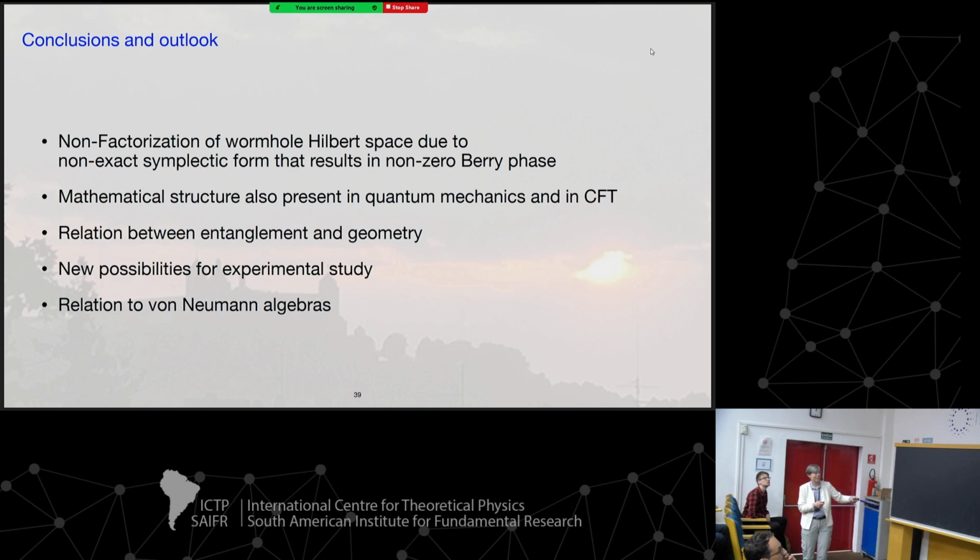There are new possibilities for doing actual experiments in the context of this entanglement orbit. So really we can learn something about AdS/CFT by just looking at the entanglement properties of very simple quantum mechanical systems. And then there's also this beautiful relation to this new development of the von Neumann algebras.